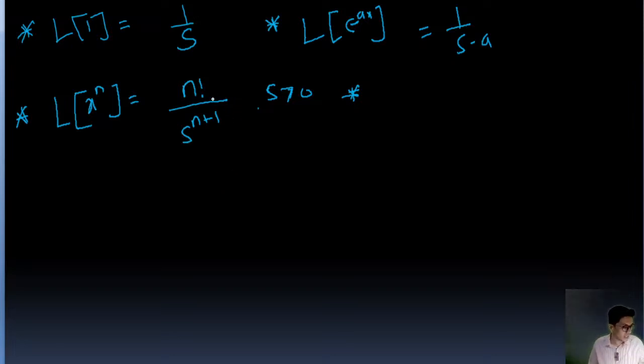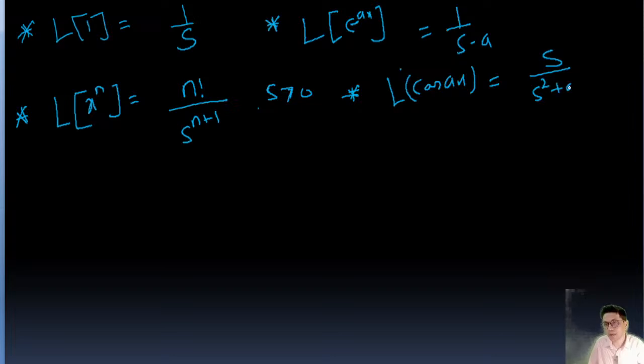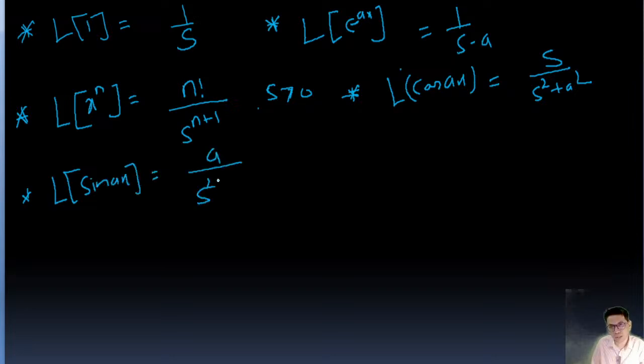Now, very important formulas: the Laplace transform of cos ax. Okay, the Laplace transform of cos ax is going to be s upon s square plus a square. Now the Laplace transform of sin ax is going to be a upon s square plus a square.